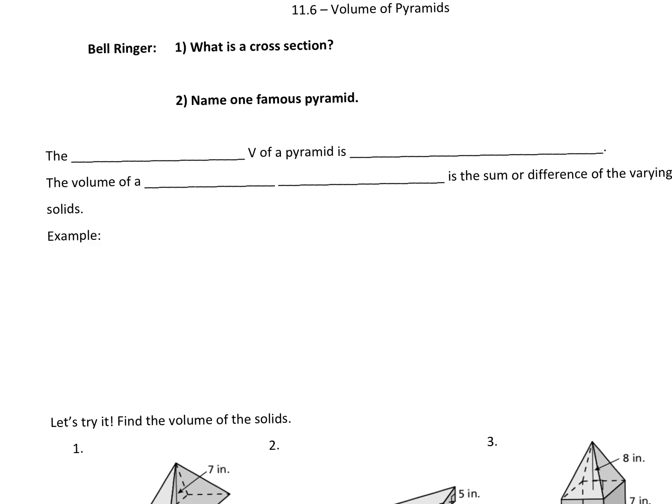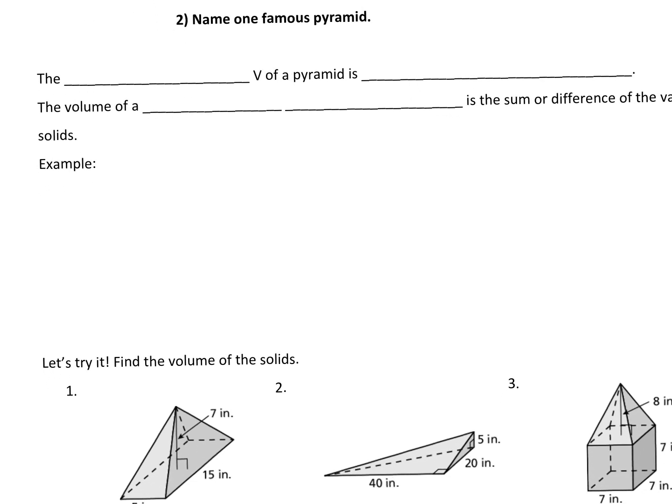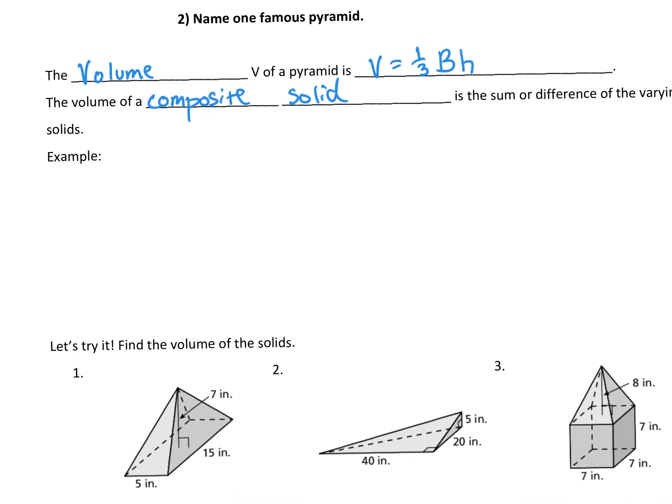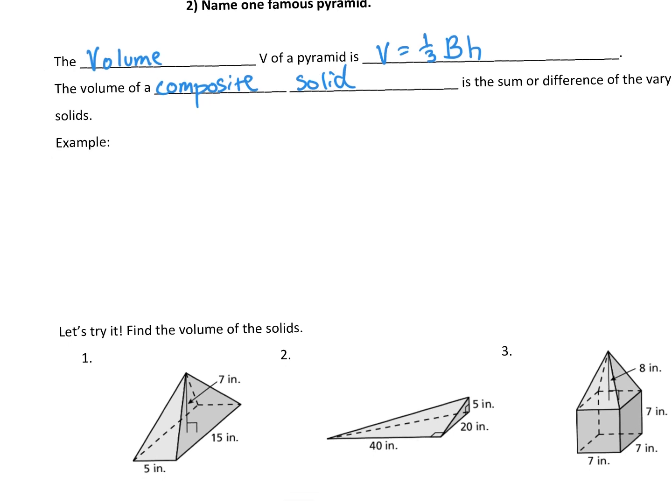11.6, we're going to talk about pyramids. So the volume of a pyramid is 1/3 times the base times the height. And the base B is the area of the big flat surface on the bottom. And the volume of a composite solid is actually the sum or the difference of the two different types of solids.